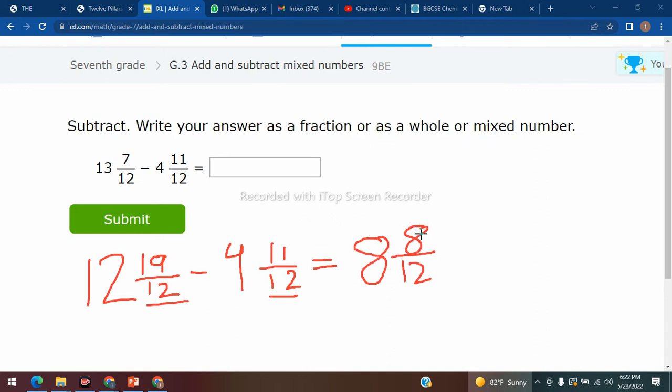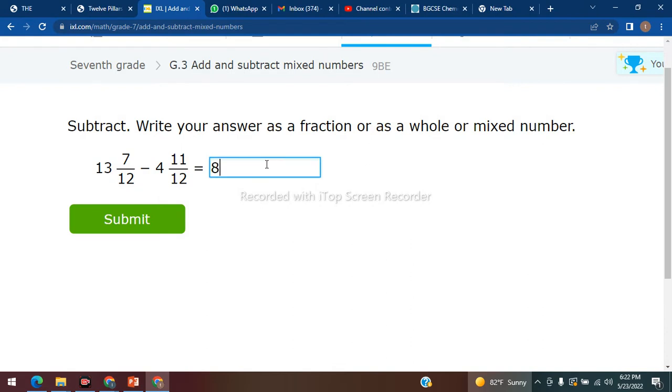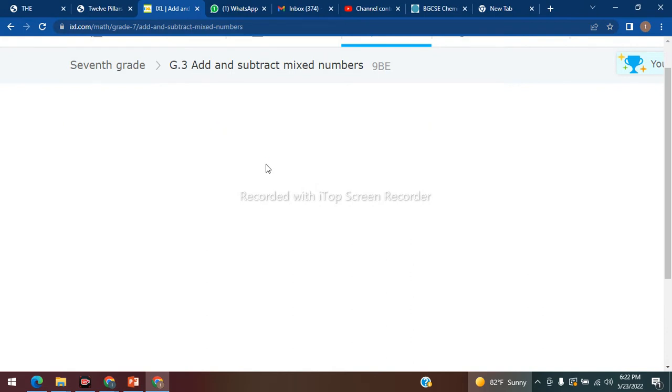So we have 8 and 8 over 12, but we could simplify that further. So we could use what? 4. 8 divided by 4 is 2. And 12 divided by 4 is 3. So the answer is 8 and 2 over 3. So let's submit that in. 8 and 2 over 3. See if we get that right.